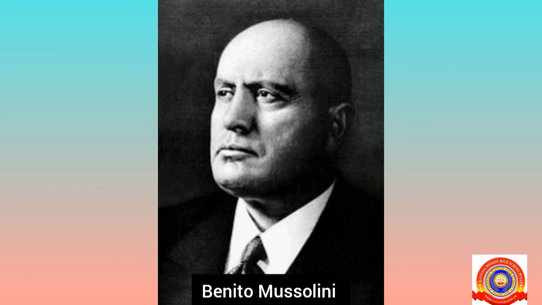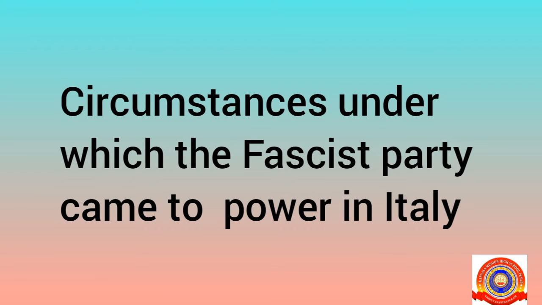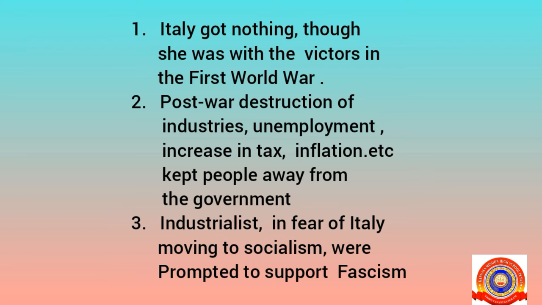Benito Mussolini led the fascist reign in Italy. Let's discuss the circumstances under which the fascist party came to power in Italy. First one is Italy got nothing though she was with the victors in the First World War. Second one, post-war destruction of industries, unemployment, increase in tax, inflation, etc. kept people away from the government. Last one, industrialists in fear of Italy moving to socialism were prompted to support fascism.